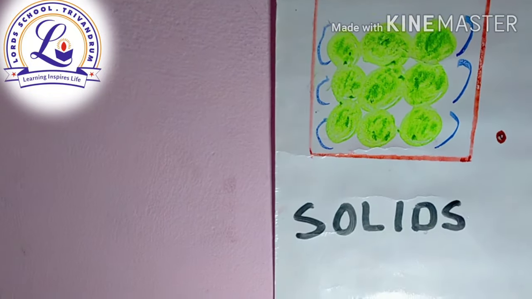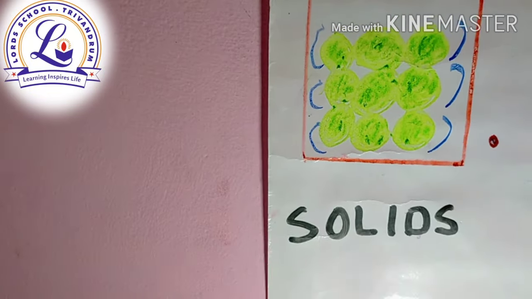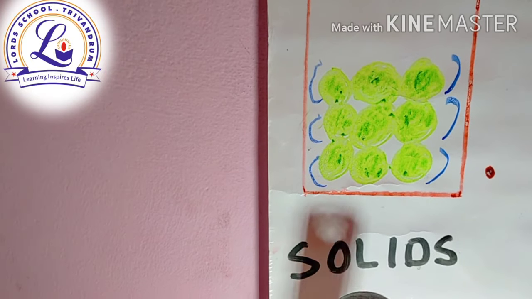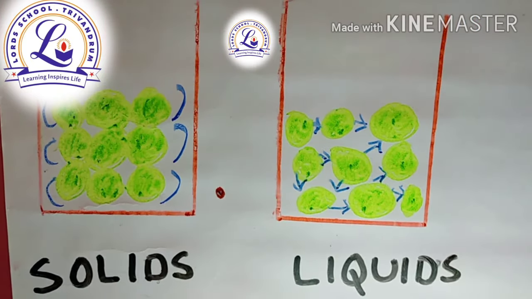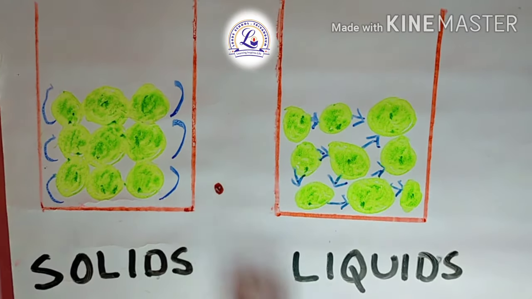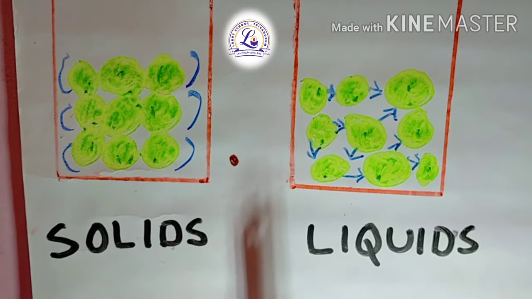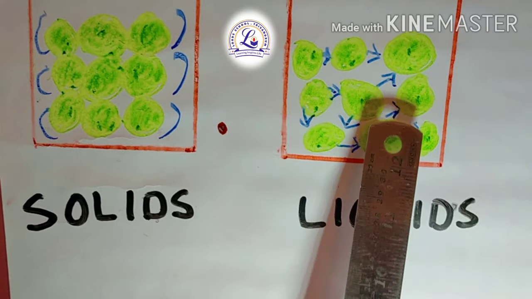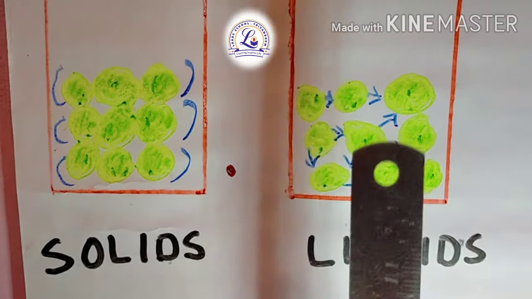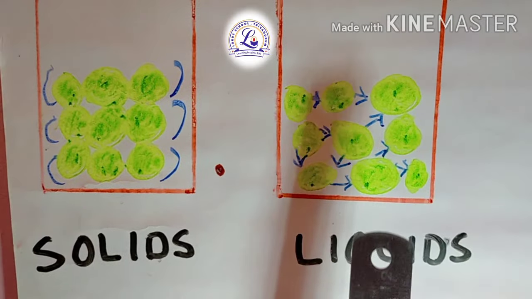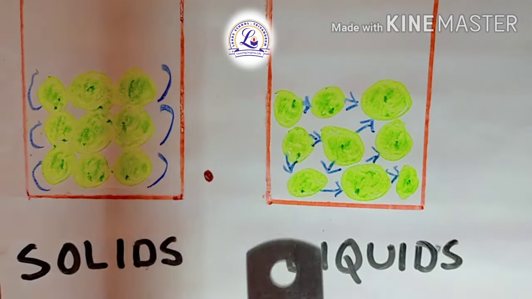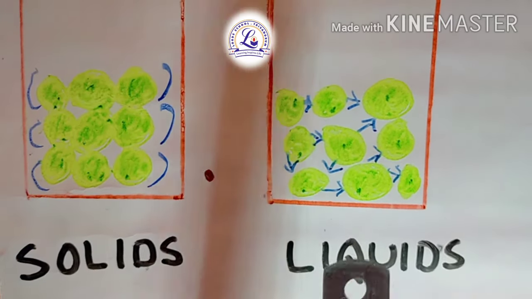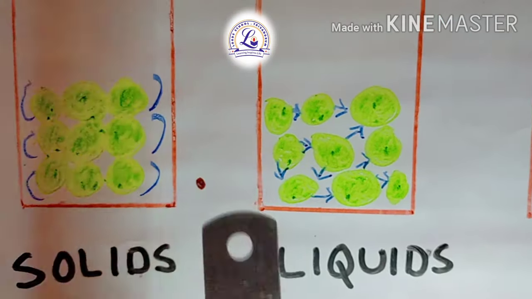Why are these particles tightly packed? This is because of the huge force of attraction between the particles. Next is liquids. In liquid, the particles are not that closely or tightly packed. They have some space. We know that liquids are able to flow. Why are the particles of liquid not closely or tightly packed? Because the force of attraction between the particles is weak.